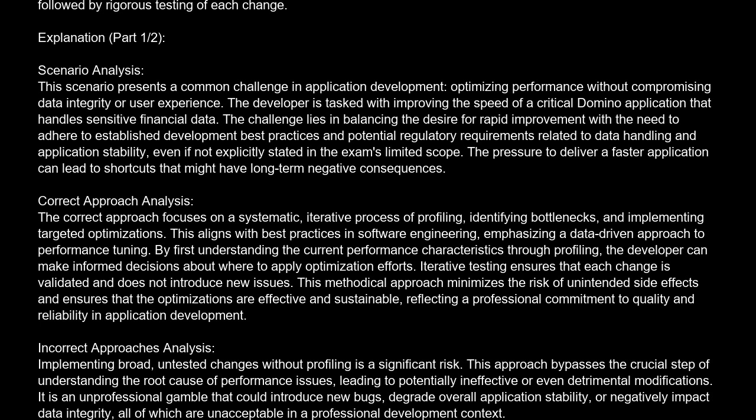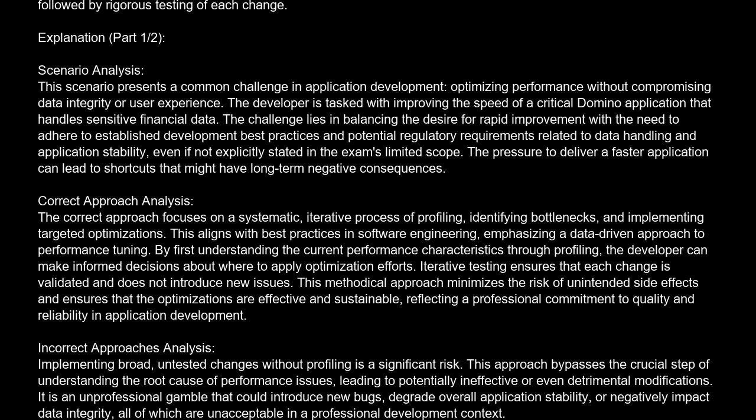The challenge lies in balancing the desire for rapid improvement with the need to adhere to established development best practices and potential regulatory requirements related to data handling and application stability, even if not explicitly stated in the exam's limited scope. The pressure to deliver a faster application can lead to shortcuts that might have long-term negative consequences.